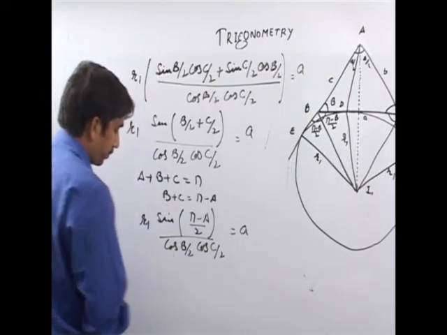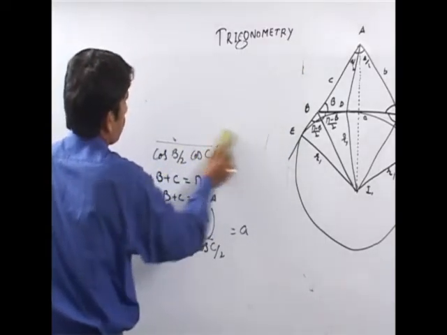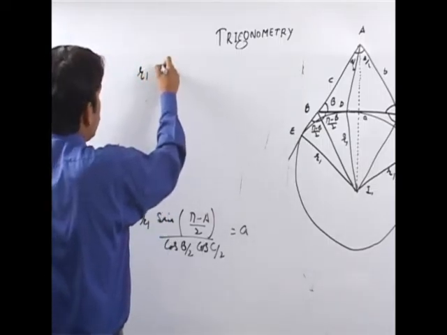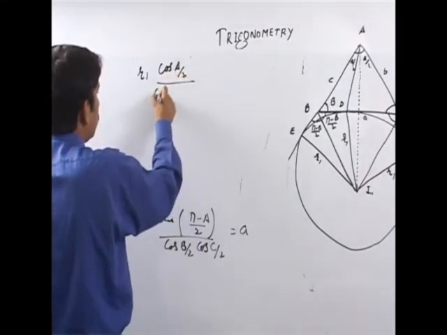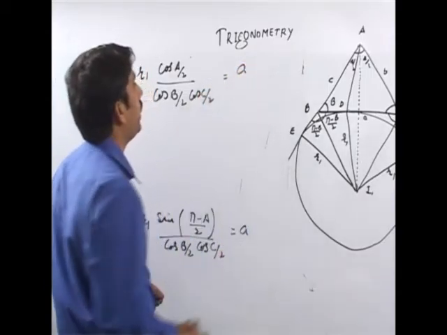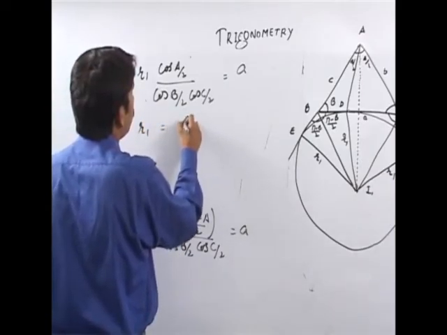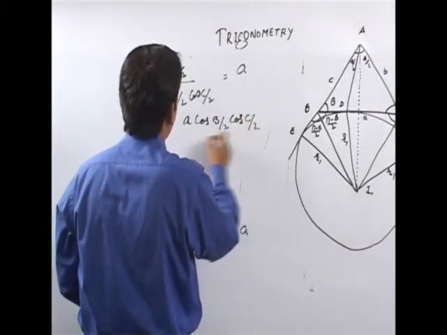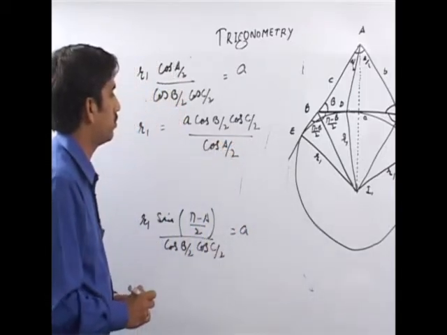Now this is equal to R1 cos A by 2 over cos B by 2 cos C by 2 is equal to a. It will again equal R1 is equal to a cos B by 2 cos C by 2 all over cos of A by 2.